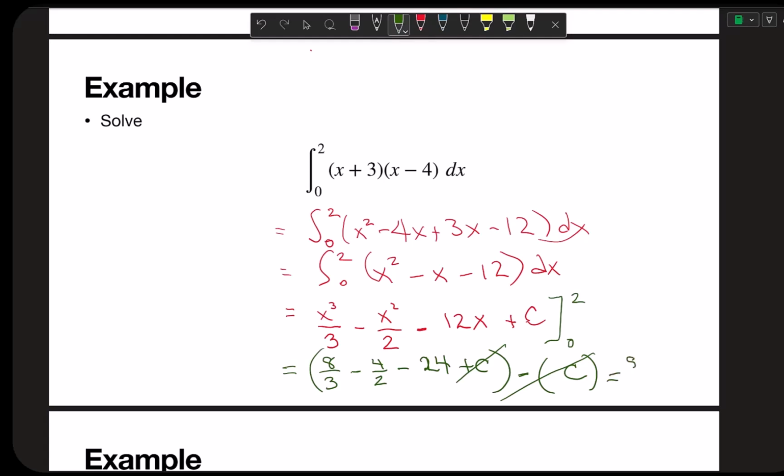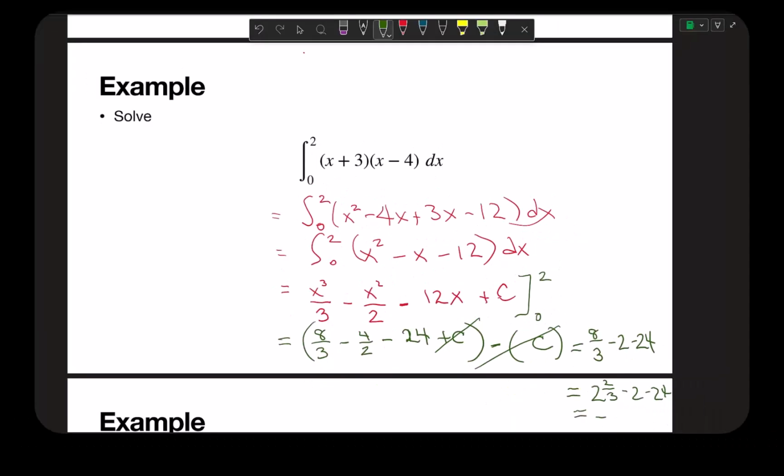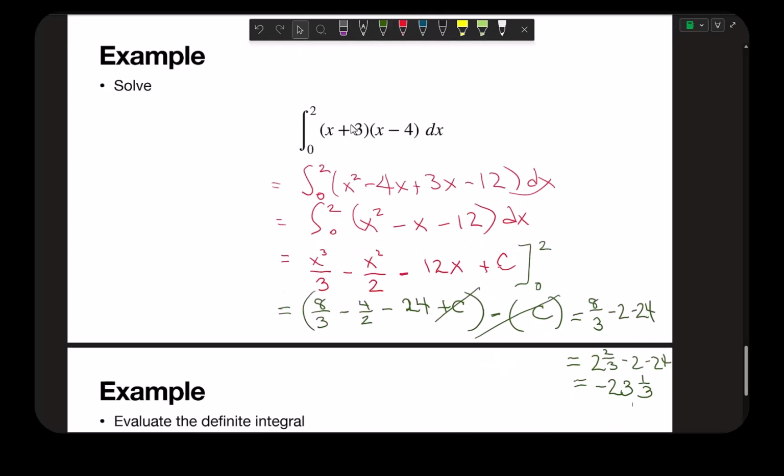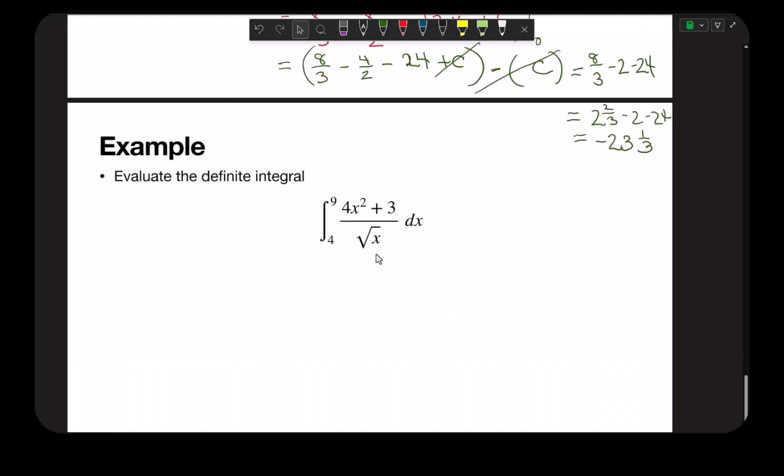This equals 8/3 minus 2 minus 24, which equals 8/3 is 2 2/3, minus 2 minus 24 is minus 23 1/3, or 0.3333. I can't use any product rule here. I just multiply it and then use the power. Now this looks like it would be division, but again, it's not. We don't have a rule for division for integration. So I have to figure out how to make this work.